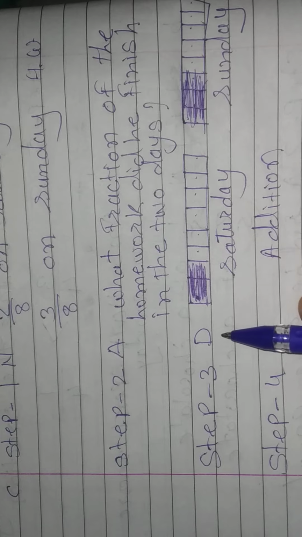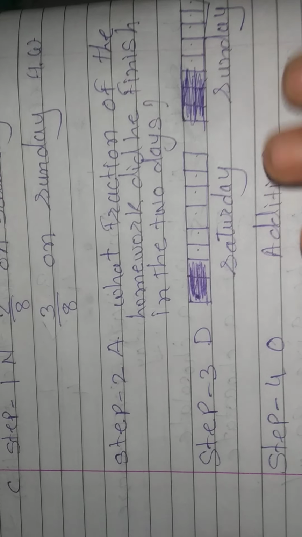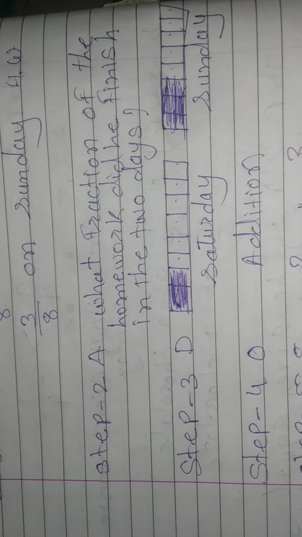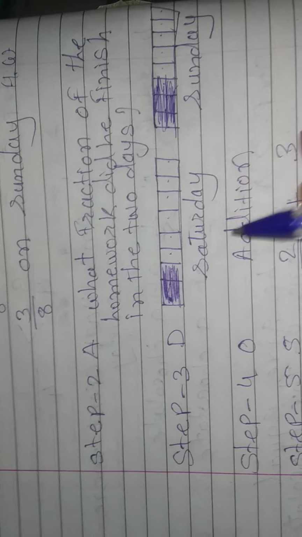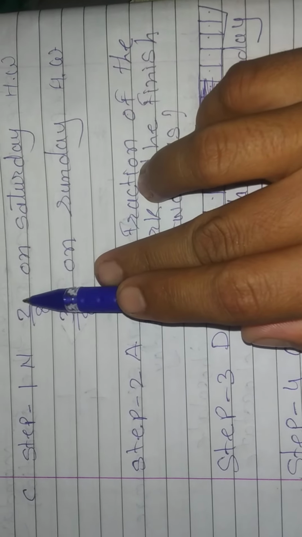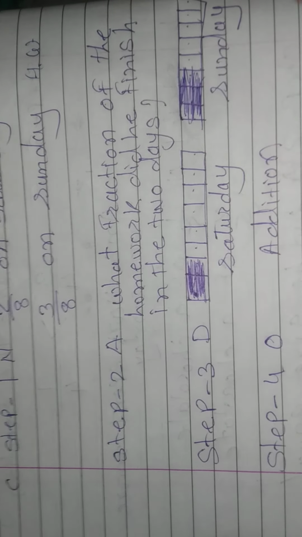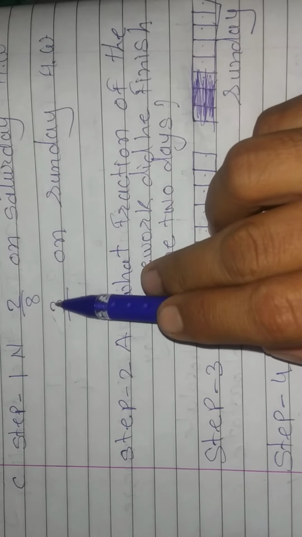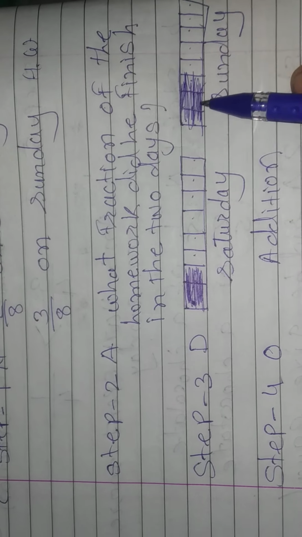Step 3 is draw. We have to draw 2 rectangles. We will divide each rectangle into 8 parts. After dividing, we have to shade for Saturday. On Saturday, he completed 2/8, so we have to shade 2 parts. On Sunday he completed 3/8, so we have to shade 3 parts, 1, 2, and 3.